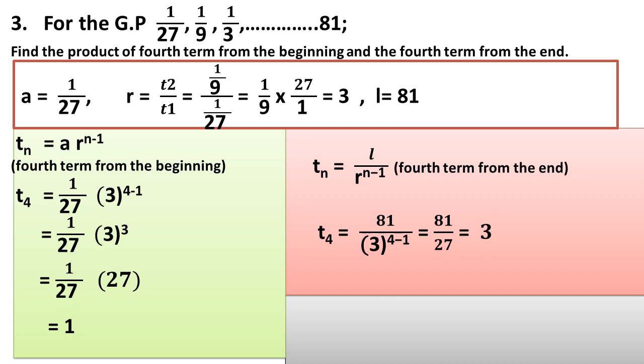In the first step, we have calculated the fourth term from the beginning by using the formula Tn is equal to A into r to the power n minus 1. In the second step, we have calculated the fourth term from the end by using the formula Tn is equal to L by r to the power n minus 1. Now we have to find the product of these two terms, that is product is equal to 1 into 3, it is equal to 3.